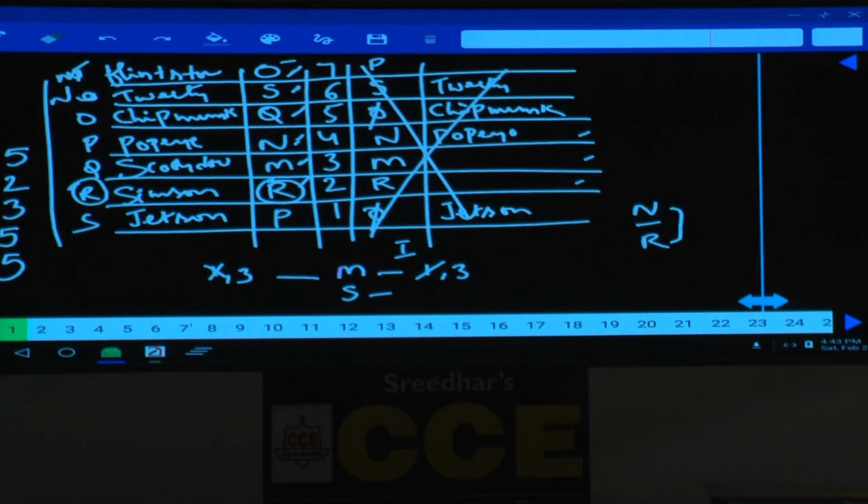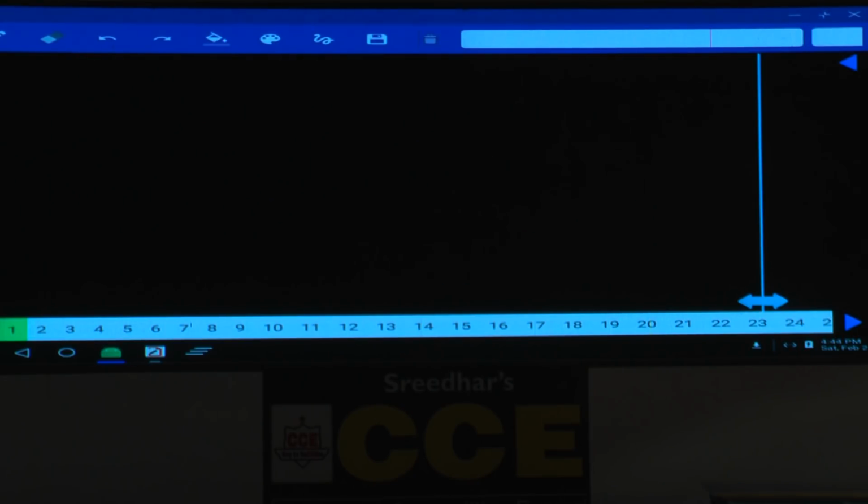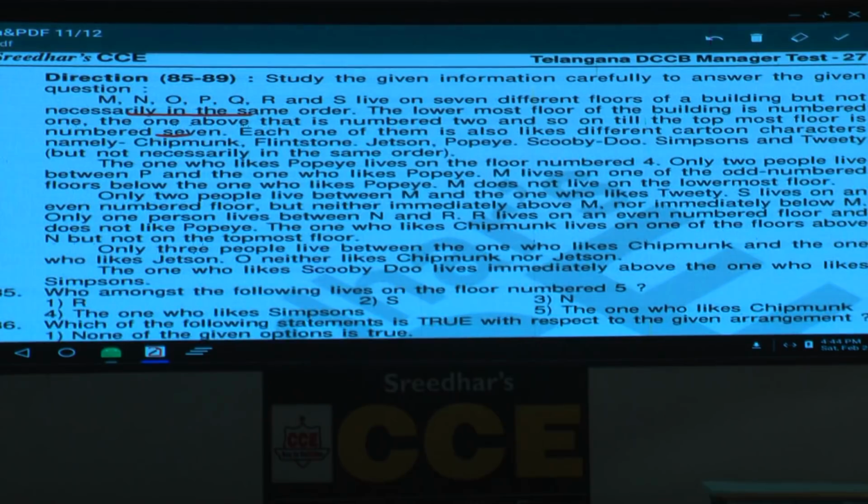Next one, 90 to 94. First write down this arrangement, then let us discuss 90 to 94. These questions are based on coded inequalities.